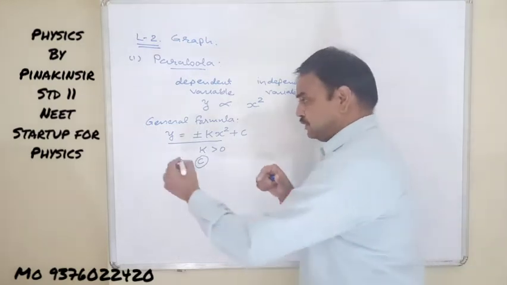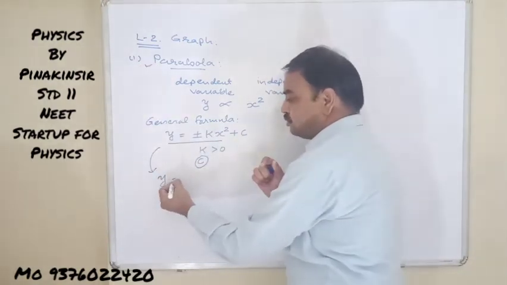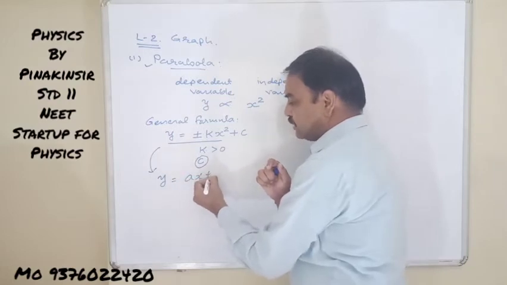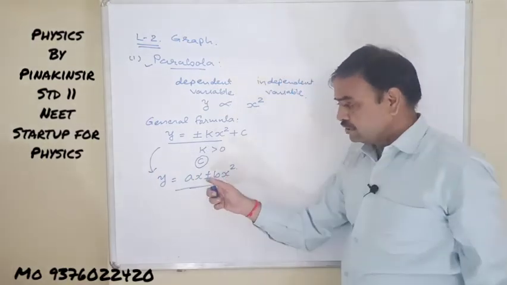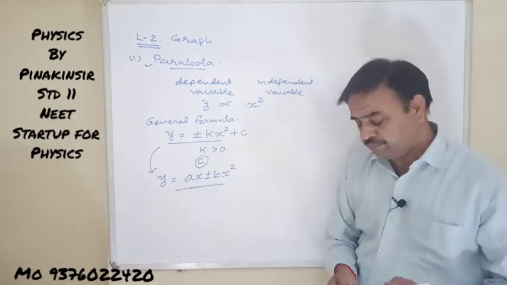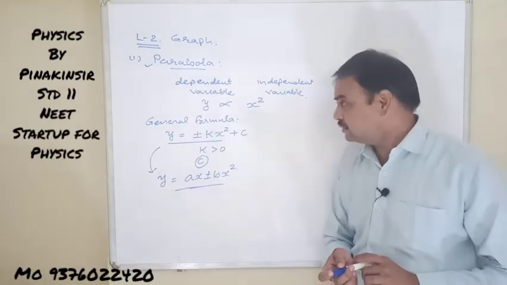Another general formula for this particular type, that is parabola, is y is equal to ax plus or minus bx square type. Again, it is quadratic in nature. If we substitute a set of values and draw a graph, it will look like this.